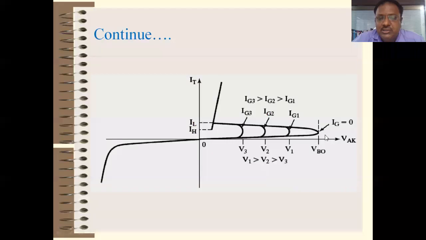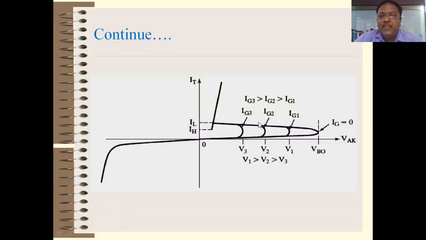VBO, that is the first one when Ig equals 0. This shows that the SCR turns on without gate current, but it requires a very large voltage, which is called the forward breakover voltage. Then if you increase the gate current, the turn-on voltage is equal to V1, which is always less than VBO. So the SCR may turn on at a lower voltage.